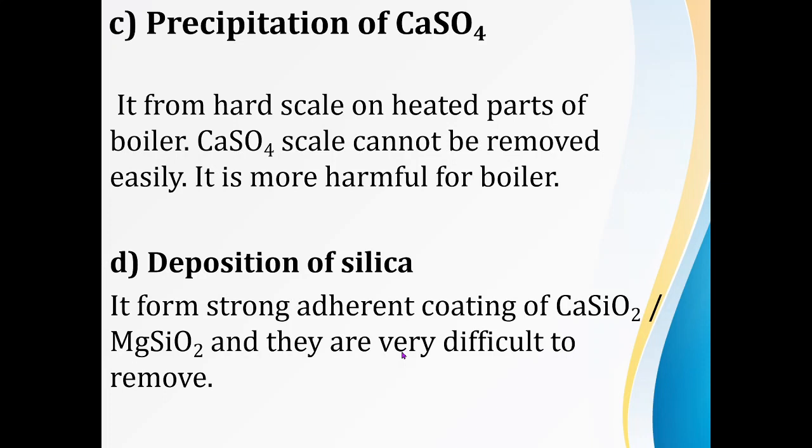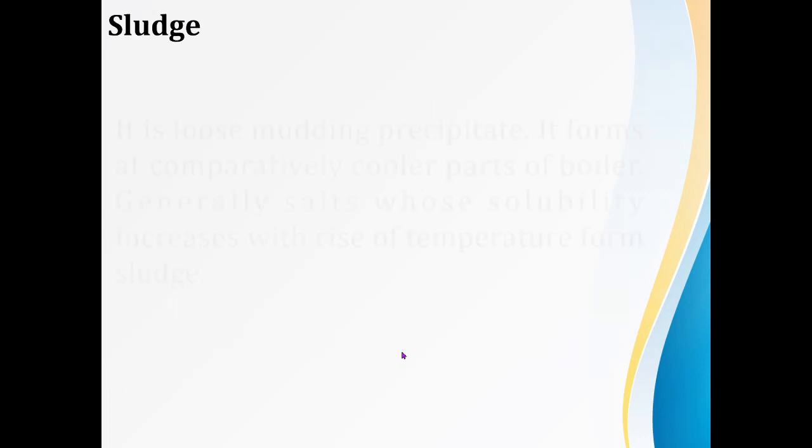So can we say that the salts which give you muddy precipitate are responsible for sludge, and the salts which after heating give you a strong adherent, sticky coating or sticky precipitate are responsible for the scale. Out of that we can say that magnesium salts and calcium carbonate, bicarbonate also, are responsible for the sludge, whereas CaSO4 and silica are responsible for the scale.